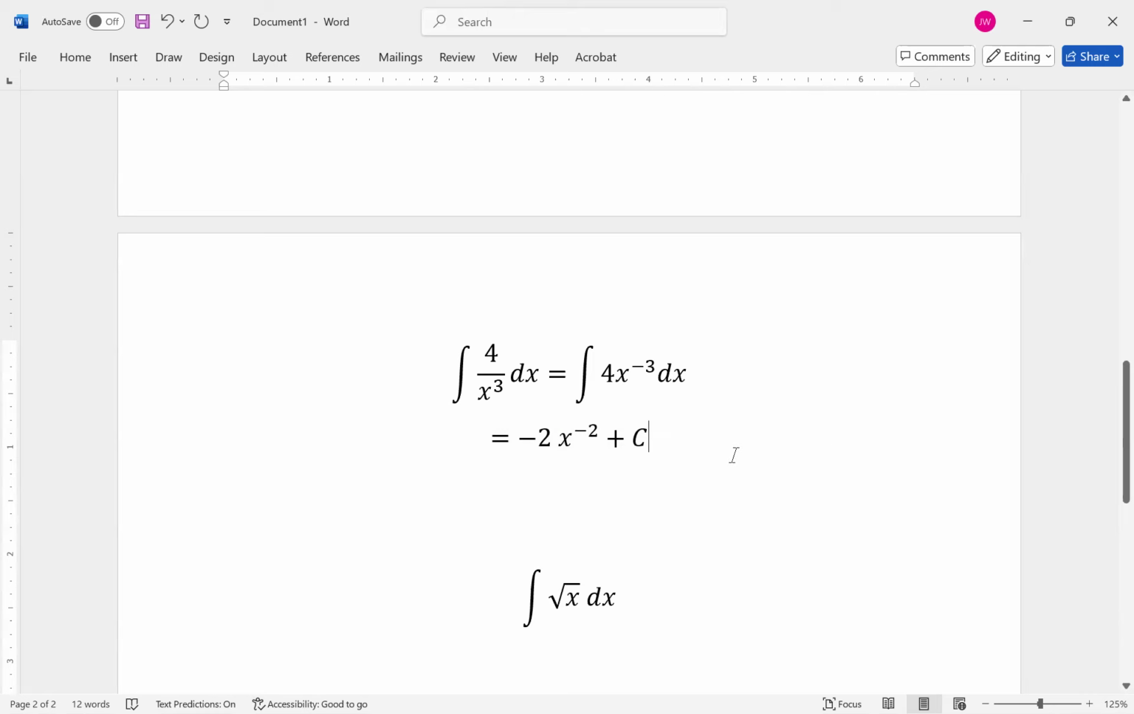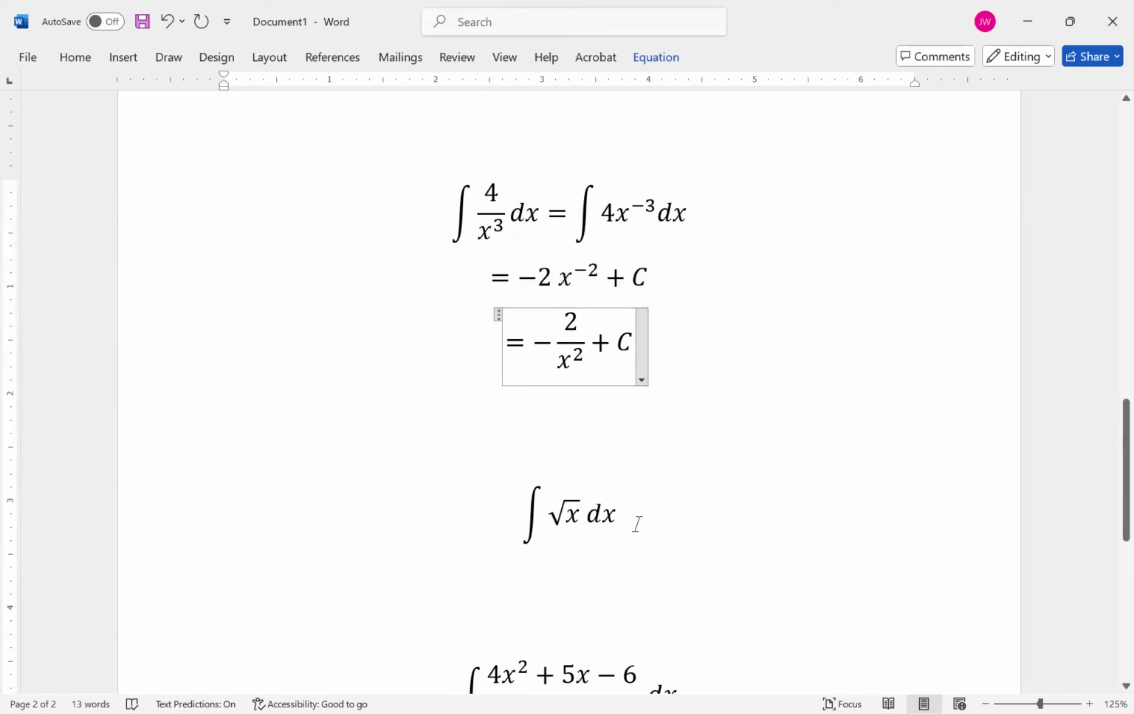Now, if you want to rewrite that, you can write it as negative 2 over x squared plus c. Either one of these is acceptable for this class. Certain professors don't like negative exponents, but it's fine either way for me.